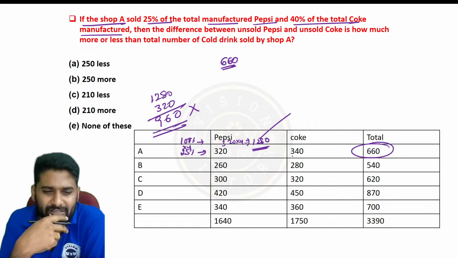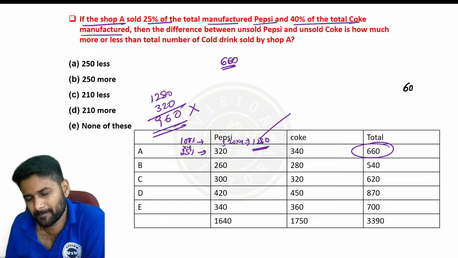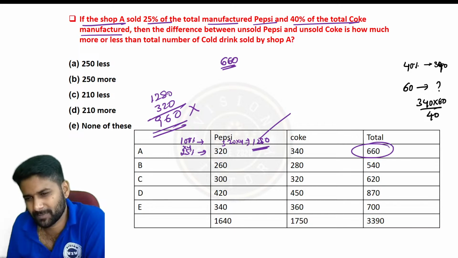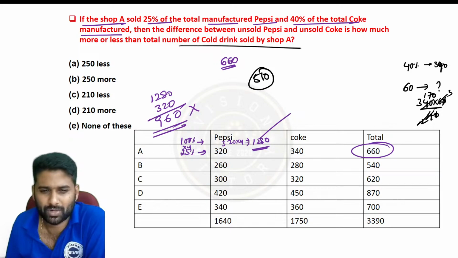Then find the difference of unsold Pepsi. Unsold Pepsi is 960. And how many unsold Coke? So here 40% is sold, 340. Now 60% is how much? 340 is multiplied with 60 divided by 40. So the answer is 510. Then the total cold drinks is 660. So total difference is how much?